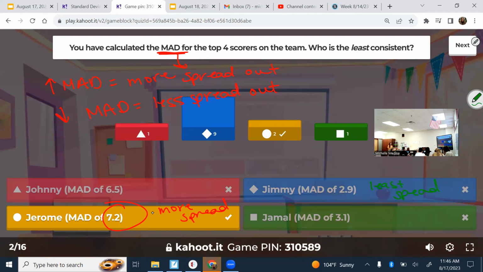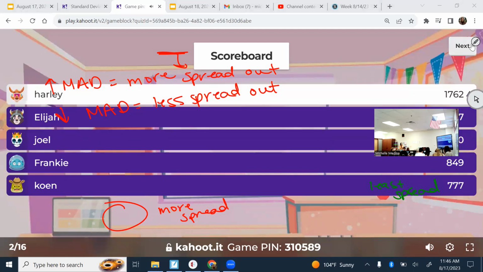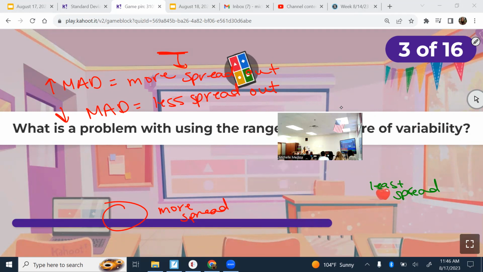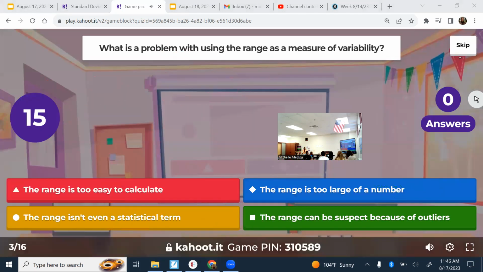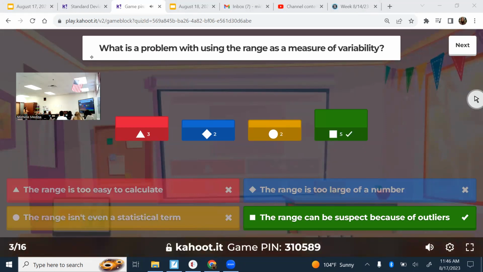So questions on that? All right, put that on to the next one. All right, this one says, what is the problem with using range as a measure of variability? All right, so variability is another word for spread, just FYI, we'll use both in here.